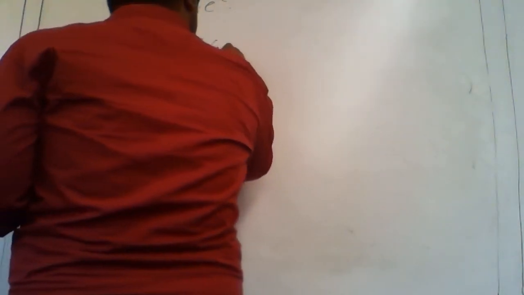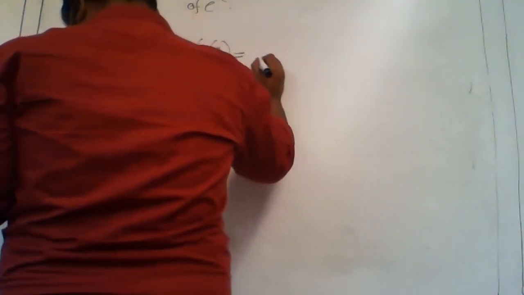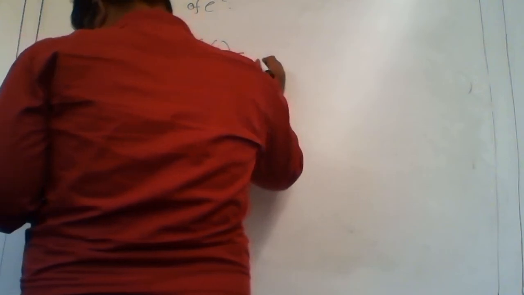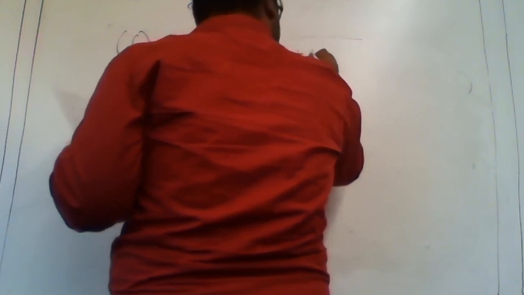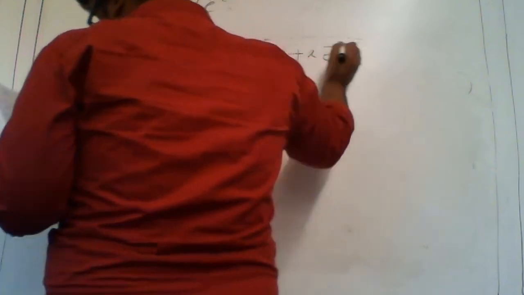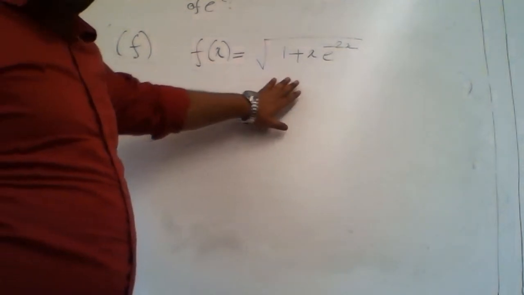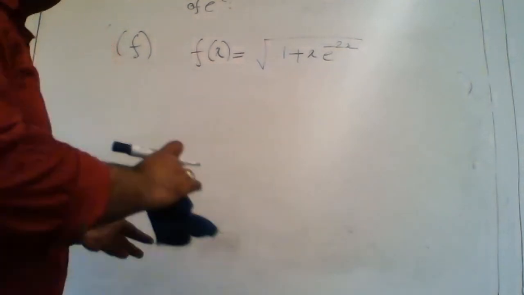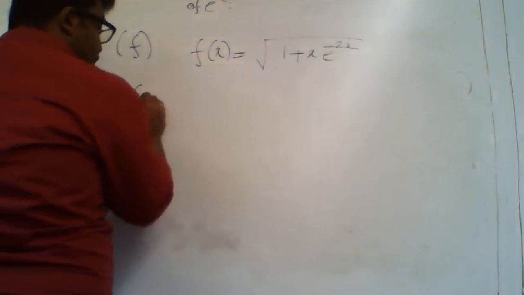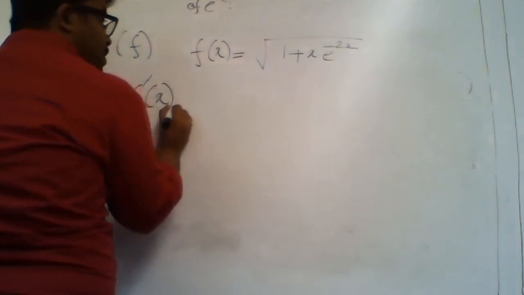f(x) equals the square root of 1 plus x e to the power minus 2x. Now here, what is the outer function? The outer function is the square root of x and the inner function is 1 plus x e to the power minus 2x. So by the chain rule, it will be d/dx of the outer function.